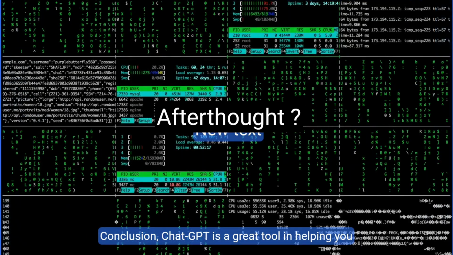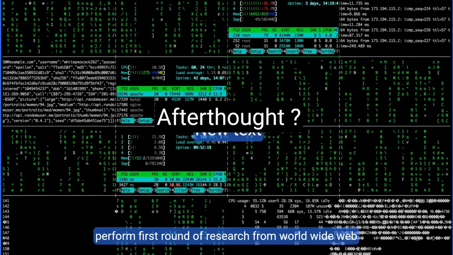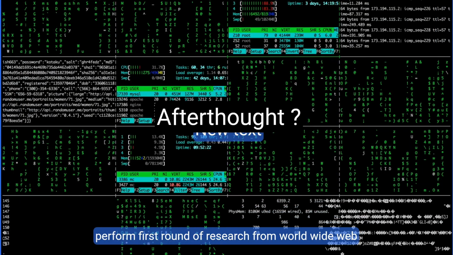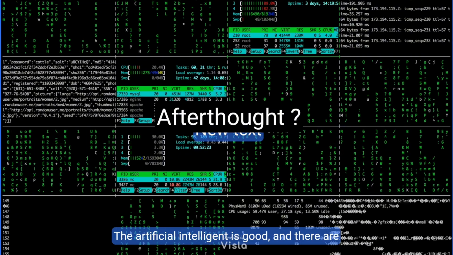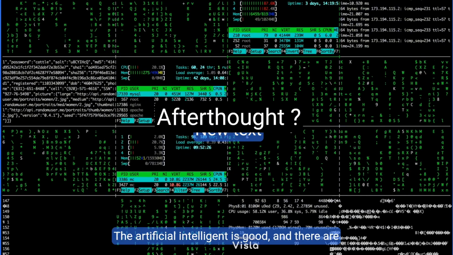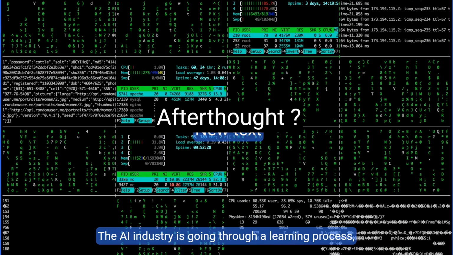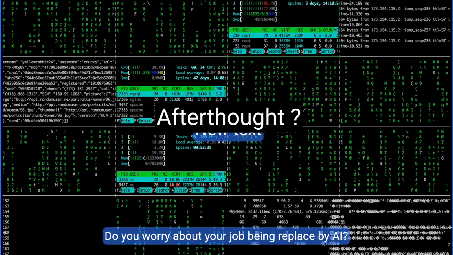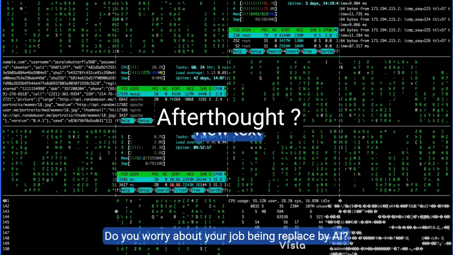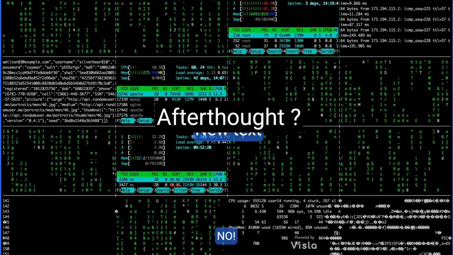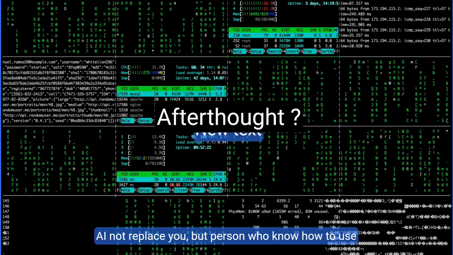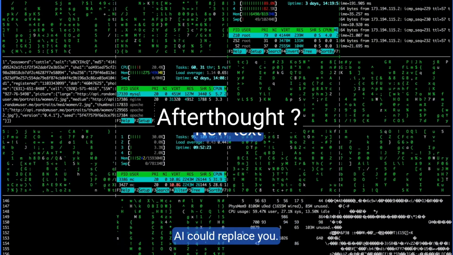Conclusion: ChatGPT is a great tool in helping you perform a first round of research from the World Wide Web on the information you need. The artificial intelligence is good, and there is still lots of room for improvement. The AI industry is going through a learning process, a revolution. Do you worry about your job being replaced by AI? No. AI will not replace you, but a person who knows how to use AI could replace you.